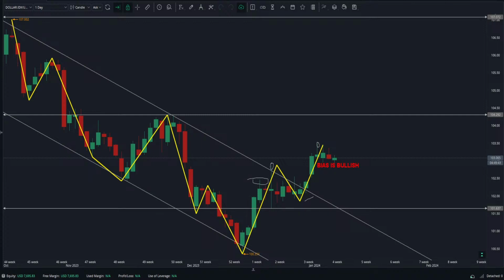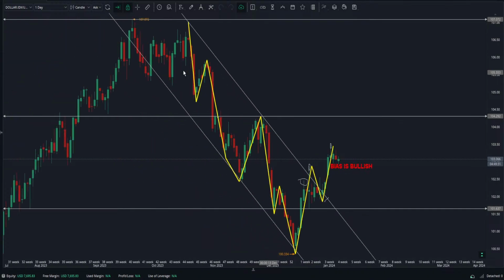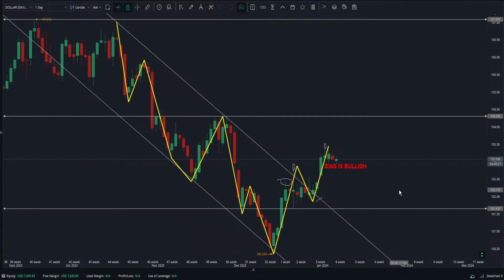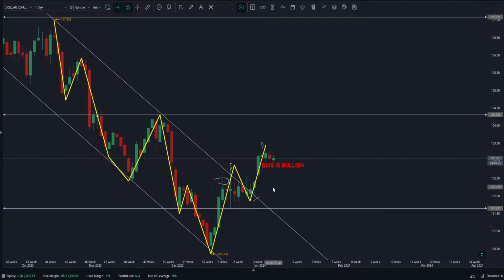So first things first. First of all, we will talk about the US dollar index. You can see this is the dollar index daily chart. What we are going to do here is find out whether the dollar is going to rise in the coming days or is it going to fall. This is basically the index of the US dollar against the other major currency pairs.